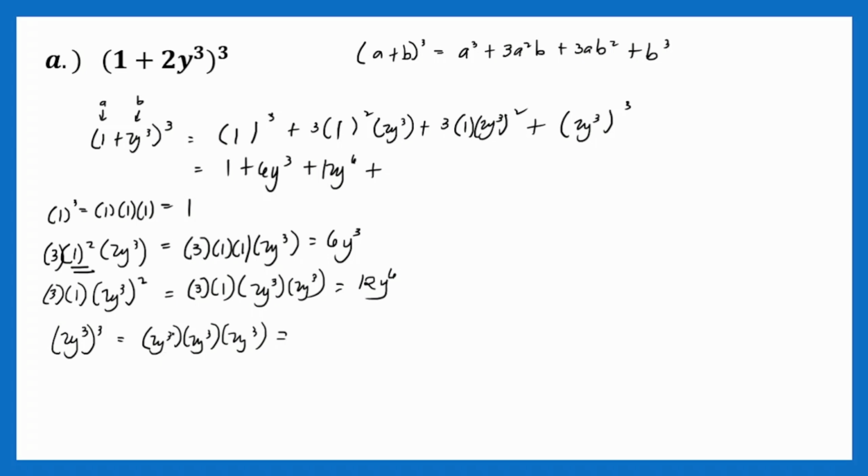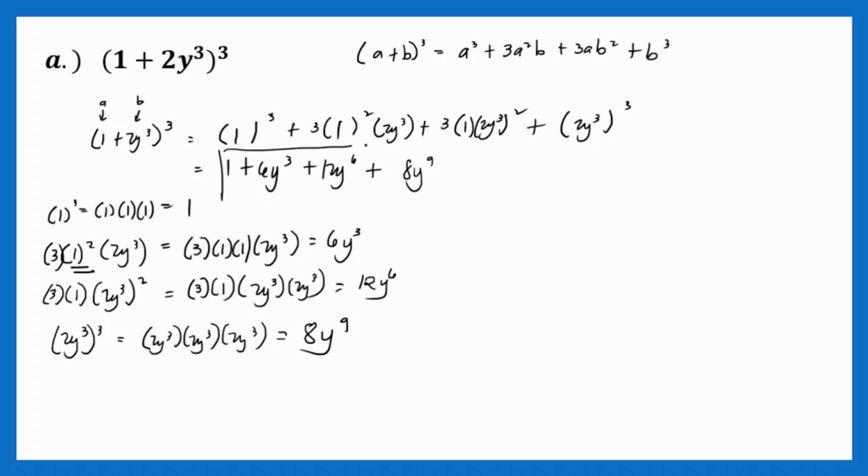Tapos, times mo na lang. 2 times 2 times 2 is 8. Diba? 2 times 2 is 4, times 2 is 8. Y cube times y cube times y cube. So, since lahat naman y, i-plus mo lang yung 3, 3, 3. Magiging siyang 9. 3 plus 3 is 6 plus 3 is 9. Ayan. So, we have 8y raised to 9.